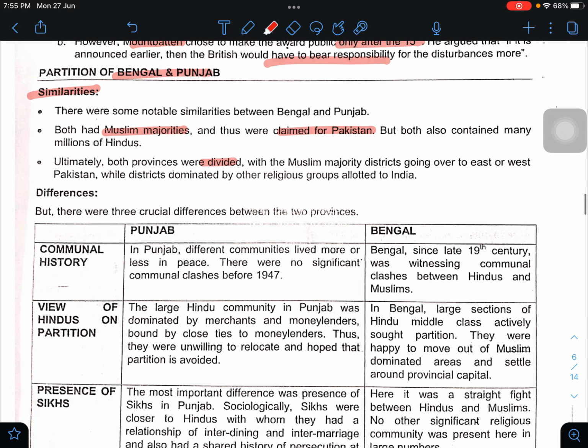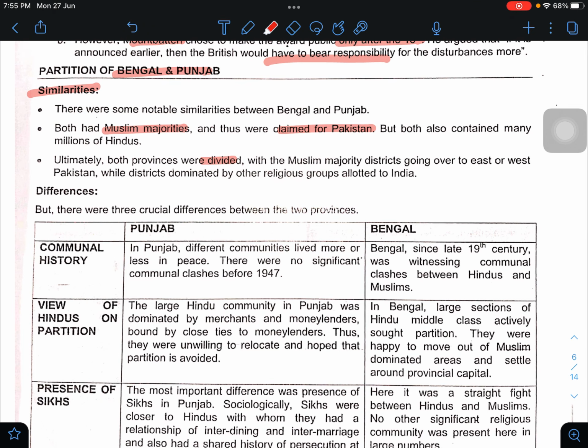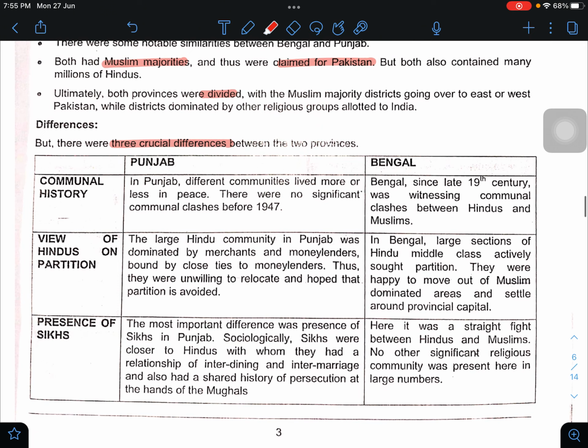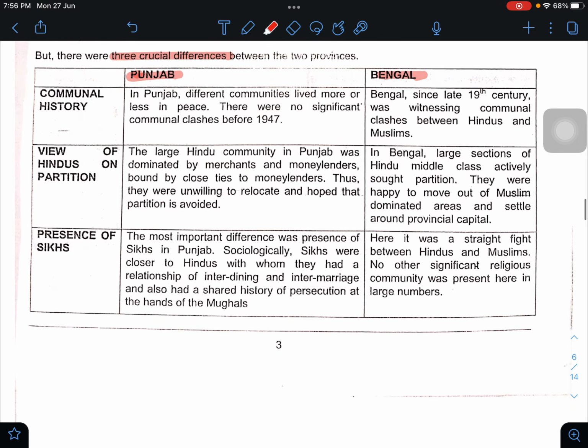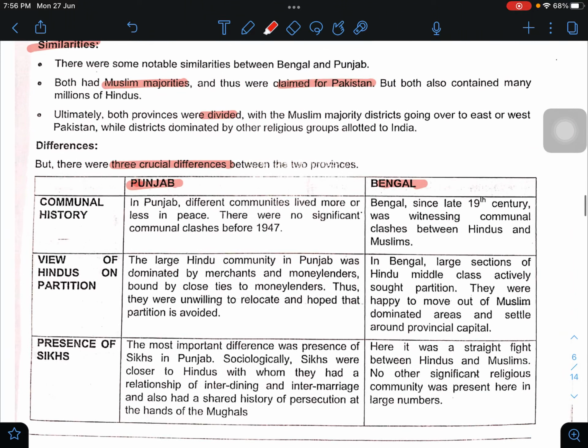Differences. There were three crucial differences between the two provinces, Bengal and Punjab: communal history, view of Hindus on partition, and presence of Sikhs. So what was the communal history of Punjab? In Punjab, different communities lived more or less in peace. There were no significant communal clashes before 1947.